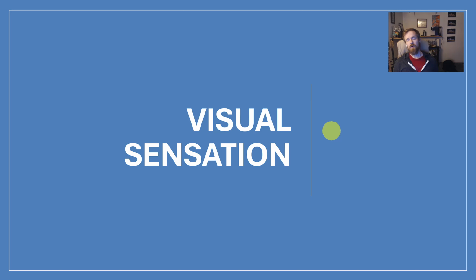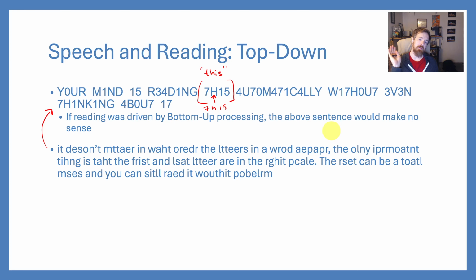All right, so again, this is going to be something that follows us throughout the semester. So just to recap, top-down processing means that your previous experiences, your previous knowledge about this information is going to affect the way that you perceive it and affect the way that you experience it.